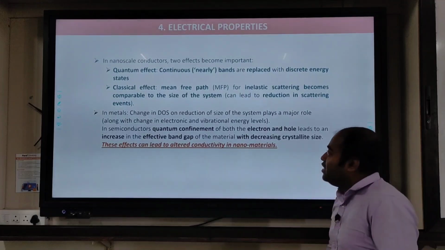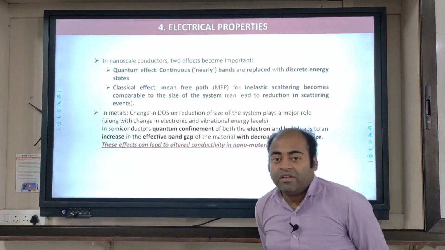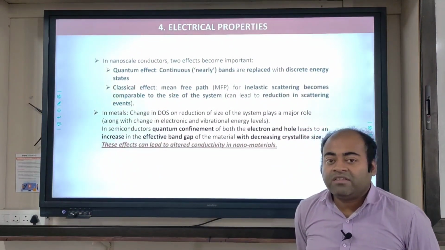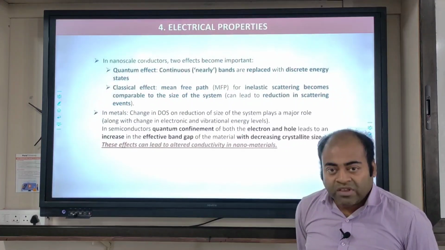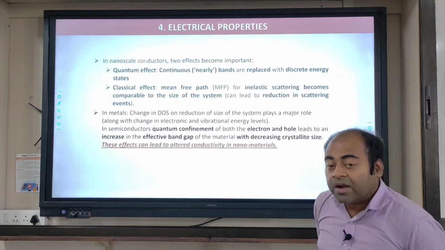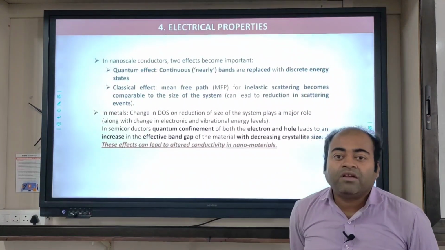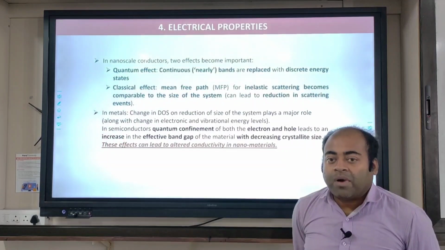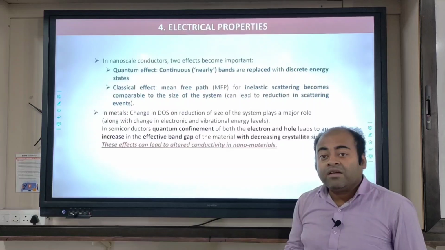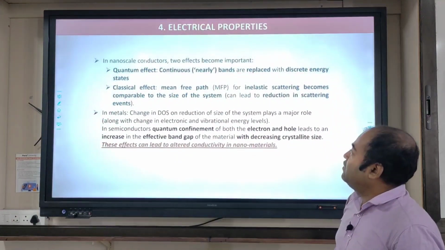Electrical properties. Now this is a very interesting property observed in the nanomaterials. In bulk, the electrical property of the materials generally does not change with the size or shape of the conductor or the semiconductor, but in the nano there is a general tendency of decrease in the electrical conductivity when the particles are in the nano range. Now this can be explained by two phenomena. One is the quantum effect and another is the classical effect.